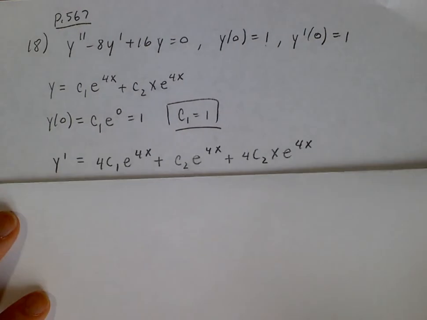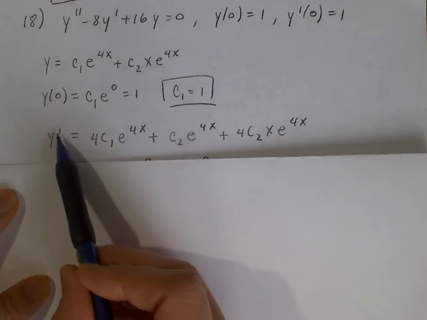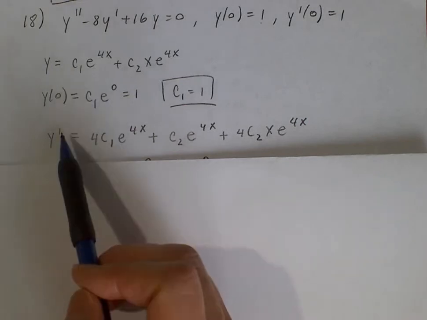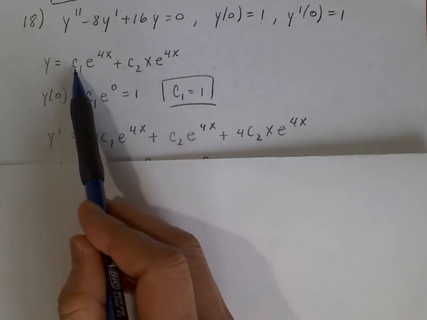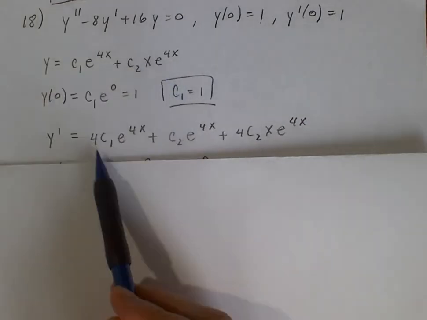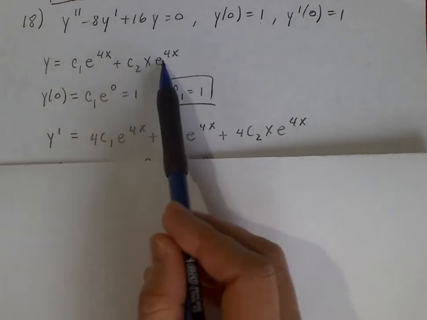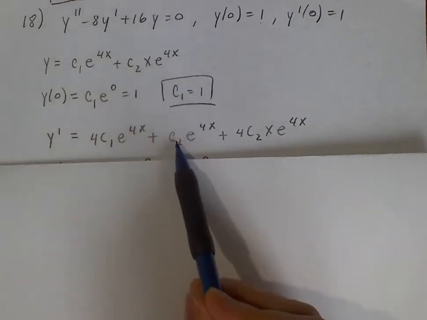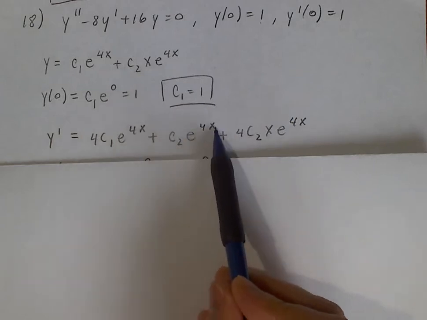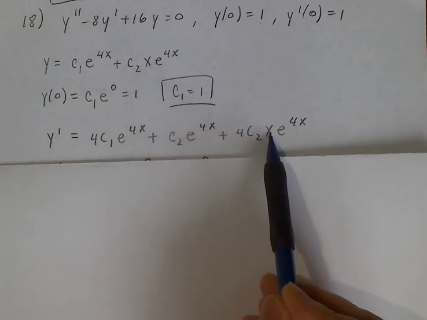For the second part, I'm just taking the derivative of y, which is y prime. So I'm taking the derivative of this line here. So this would become 4c1 e to the 4x, and then I have to apply the product rule on this. So that will be c2 e to the 4x, and then plus 4c2x e to the 4x.